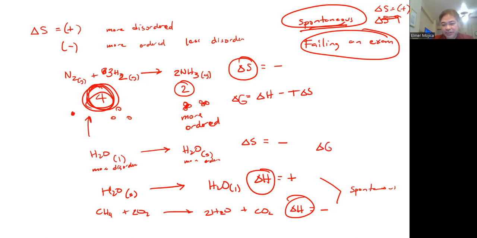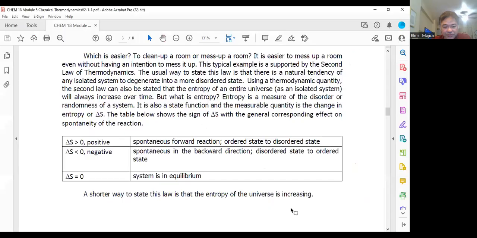And in terms of delta G, if it's negative, it is spontaneous. And if it's positive, it is non-spontaneous. And usually if one direction of the reaction is spontaneous, the reverse reaction is non-spontaneous. And you should know this table because they may ask you a question on this.